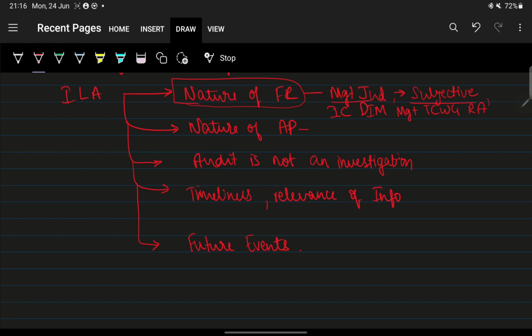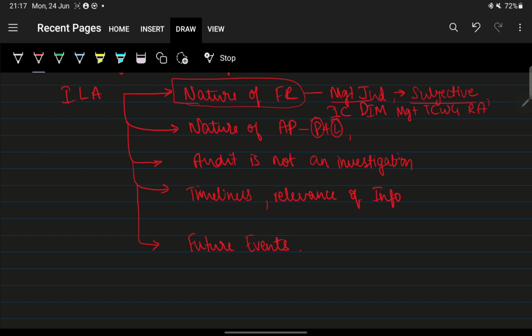Okay, next, nature of audit procedures. Nature of audit procedures, two words that are supposed to immediately come to your head are practical and legal limitations. So it is not practical to apply audit procedures to 100% of the transactions. And when it comes to legal limitations, we do not have the power to conduct searches. We do not have power to take sworn statements, right? So these are the legal limitations.